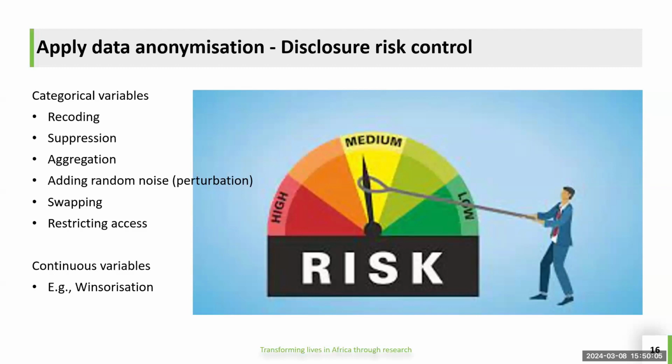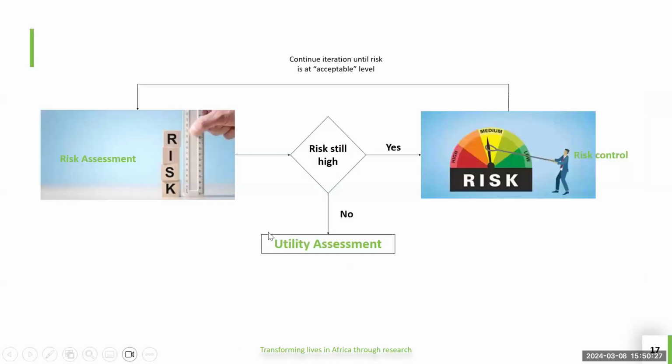So we assessed the risk in the previous slide. Here I'm showing the control of that risk by applying some anonymization, and how we do that for the different types of variables, between the continuous and the categorical ones. So it's a cycle like this. You assess risk. After assessing, you see whether the risk is still very high. If it is, then apply some disclosure control. When you apply the disclosure control, at the end of the day, assess the risk again. Is it still too high?